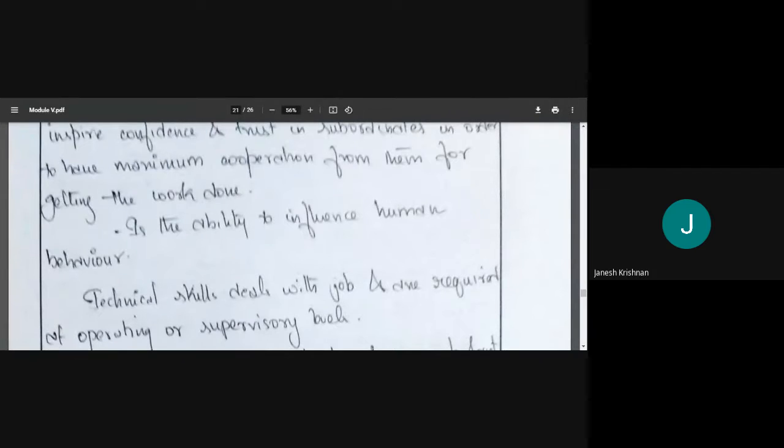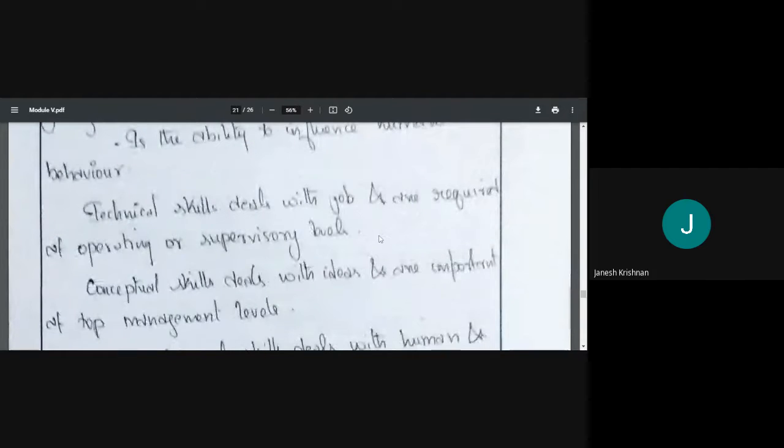People who work out of fear will be doing only the absolute minimum. But if you are inspiring them to work for the company, you can do that. If you can lead them, they will be putting in their 110%. Okay? Then it is the ability to influence human behavior. Basically, you are changing human behavior, right?